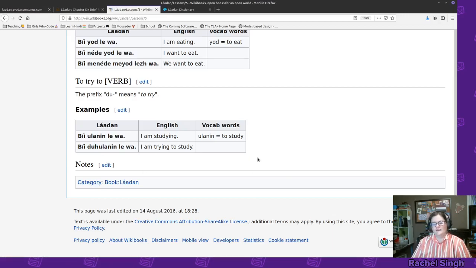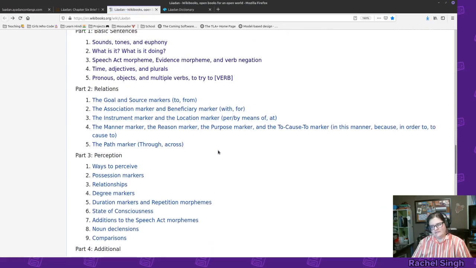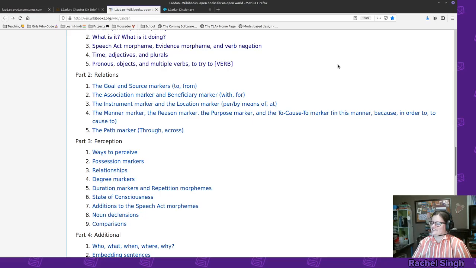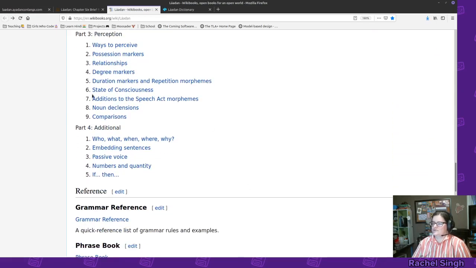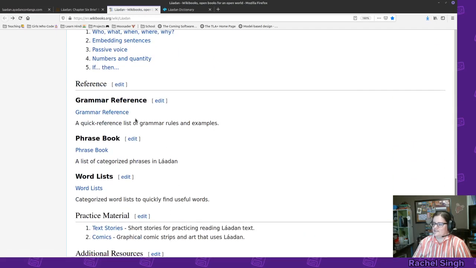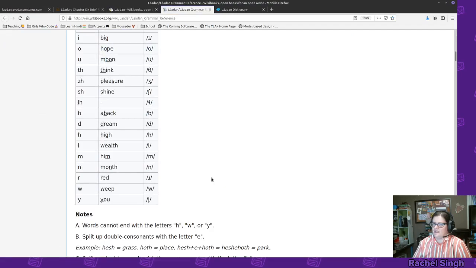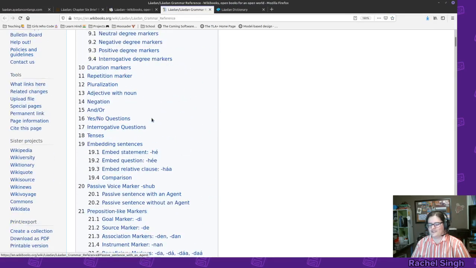So that's those. Next, we can look at a bunch of different markers because there's a lot of markers for going here, going there, with, for, per, to cause something to happen, through and across. So these are all different affixes. And then these are more advanced topics. And then there's also a grammar reference in case you wanted it all on one page. Yay. Okay. We'll revisit later.